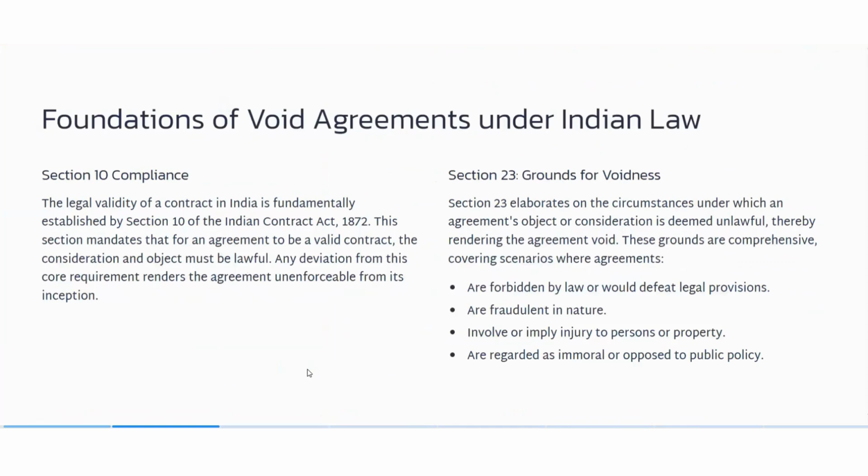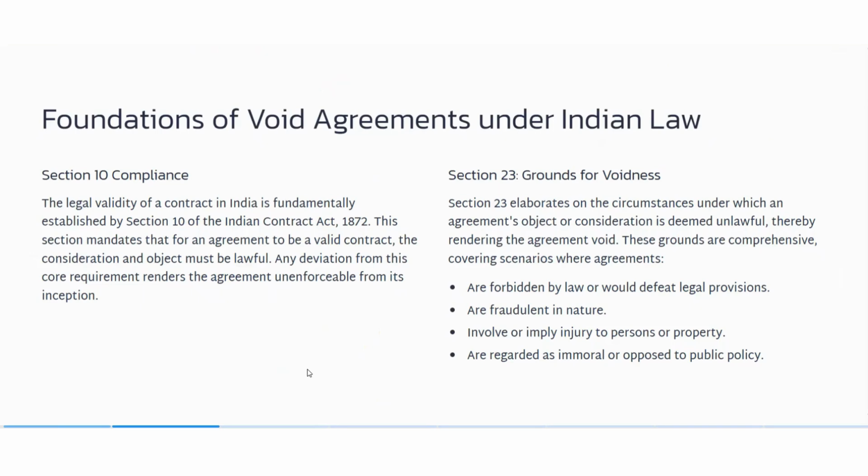So section 10, we have already done with it, which talks about which agreements can be converted into a valid contract: consideration, object, capacity, age of the parties, competent parties, etc. Now, coming to section 23, grounds for voidness.